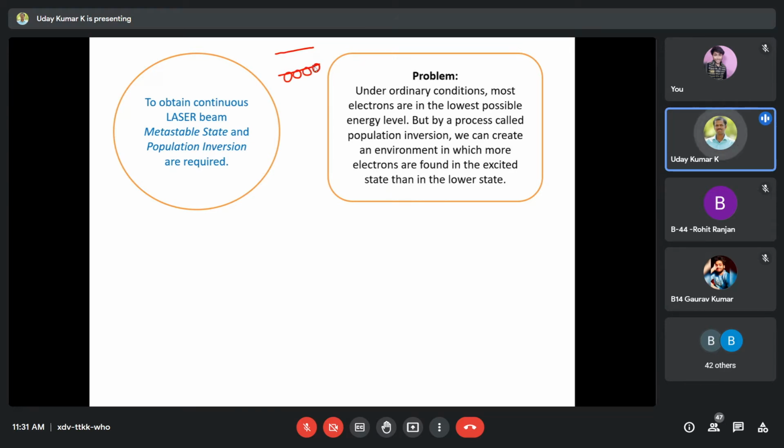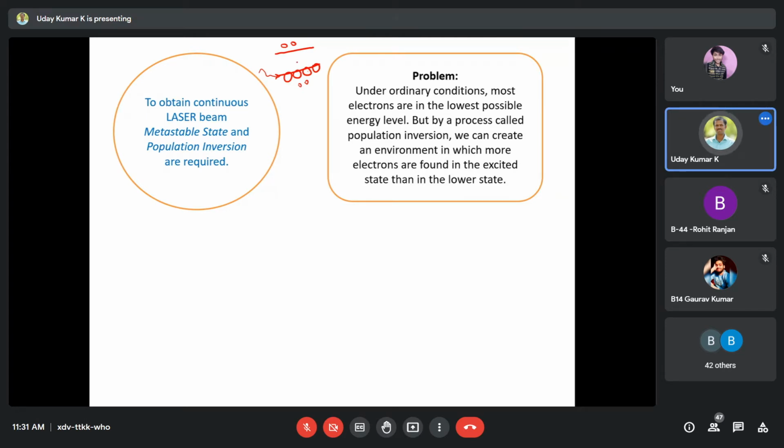Now, by some process, like giving some external radiation, at the most you can send only two out of four atoms to the higher energy level, and two will remain in the lower energy level. At the most, you can only pump 50% of the atoms to the higher energy level. The reason is that by the time you send the third atom to the higher energy level, the first and second will come down.